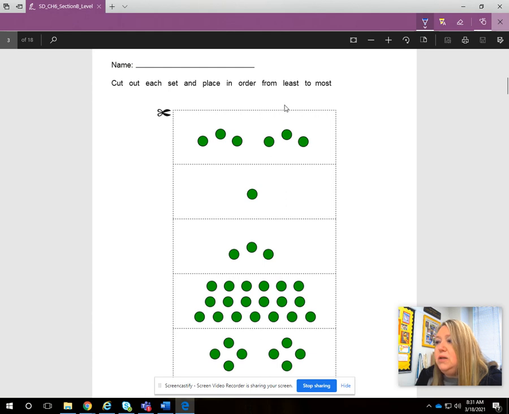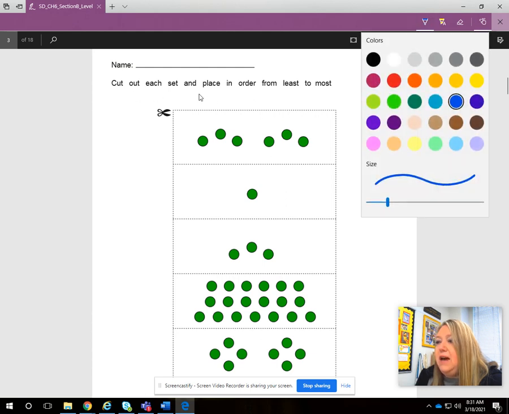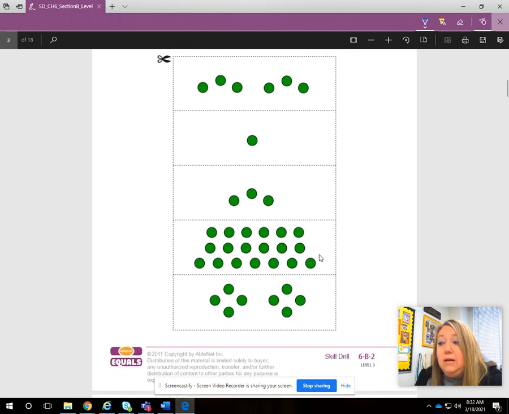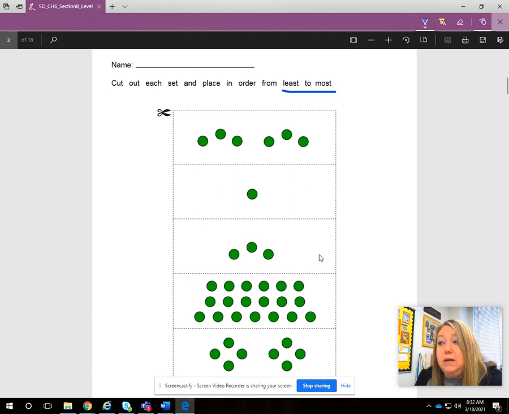This first worksheet, it says that we're going to cut out each set and place in order from least to most. So that means I'm starting with the least amount and I'm going to get to the most amount. Now, obviously, we cannot cut this out when we're working online. So my distance learners have to just put numbers next to it. And that adds a whole other level of difficulty, but I think that we can handle it.